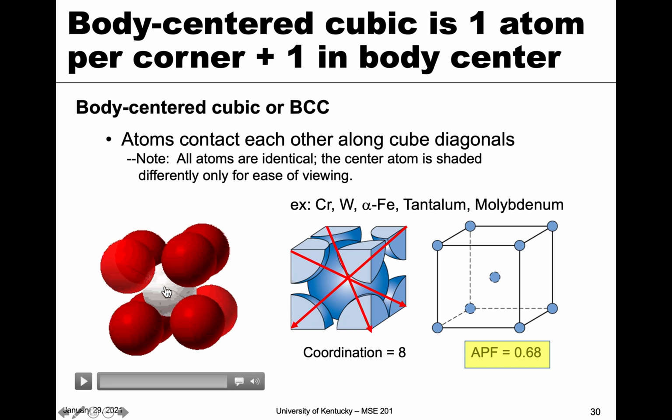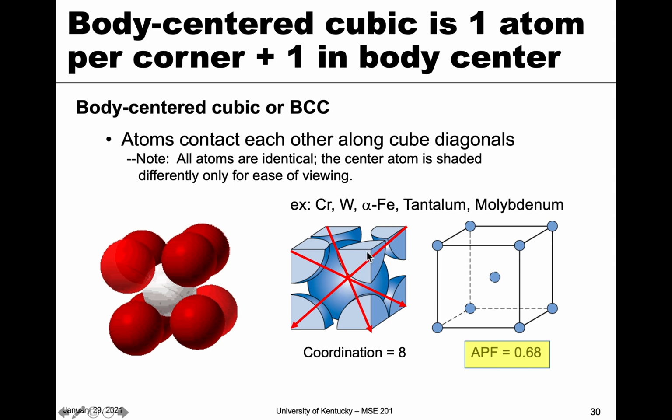And also, if we consider this middle atom, all of the corner ones are touching it, right? And so those are the nearest neighbors, and therefore the coordination number is 8. And if we do the same calculation with atomic packing factor that we did in the previous module, you'll see that the atomic packing factor is higher, 0.68. So that means that roughly 68% of the volume here is occupied by atoms. So you can tell this is a bigger or more dense structure than simple cubic, and therefore it's more favorable.